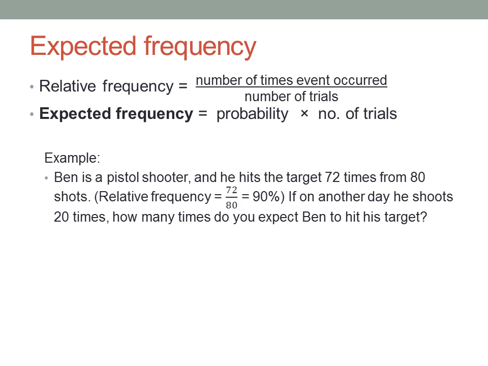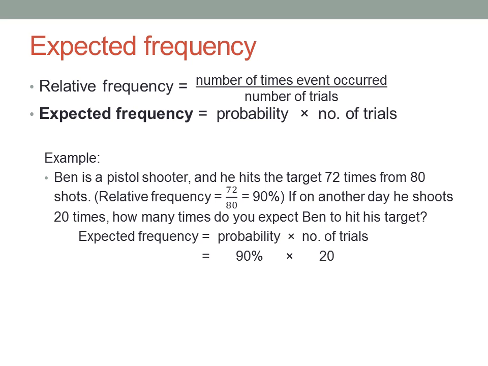Ben, the pistol shooter, who hits the target 72 times from 80 shots. We decided that the relative frequency was 72 out of 80, or 90%. So if on another day he shoots 20 times, how many times would you expect Ben to hit his target? The expected frequency is the probability multiplied by the number of trials. That's 90% of 20 trials, which is 18 times. Easy enough?